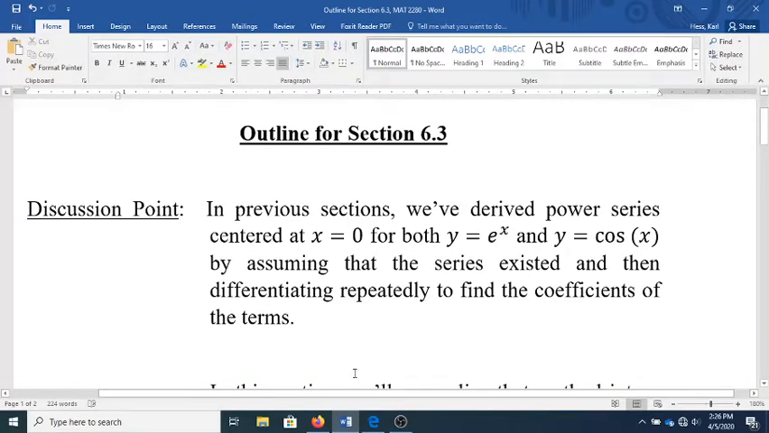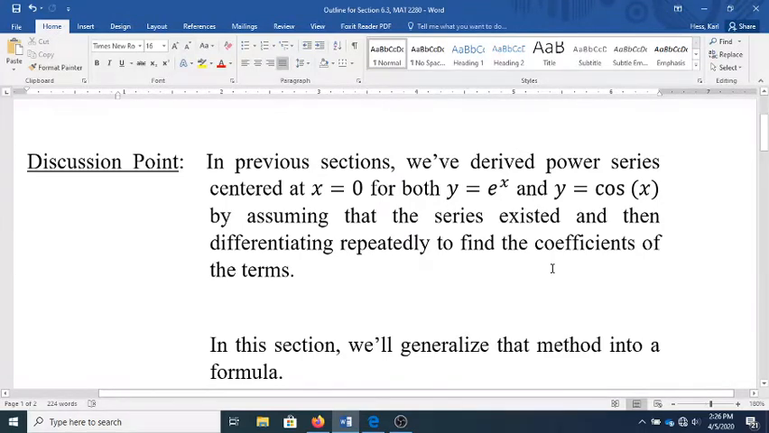Okay, so here's our outline for section 6.3. In previous sections, we've derived power series centered at 0 for two functions, y equals e to the x and y equals cosine of x. Both of these we derived from scratch. We didn't use our knowledge of geometric series, we didn't use our knowledge of other power series. In both cases, we built power series for these functions from scratch by simply assuming that there was a power series centered at 0, and then we just took derivatives over and over again to help us figure out what the coefficients of the terms would look like.